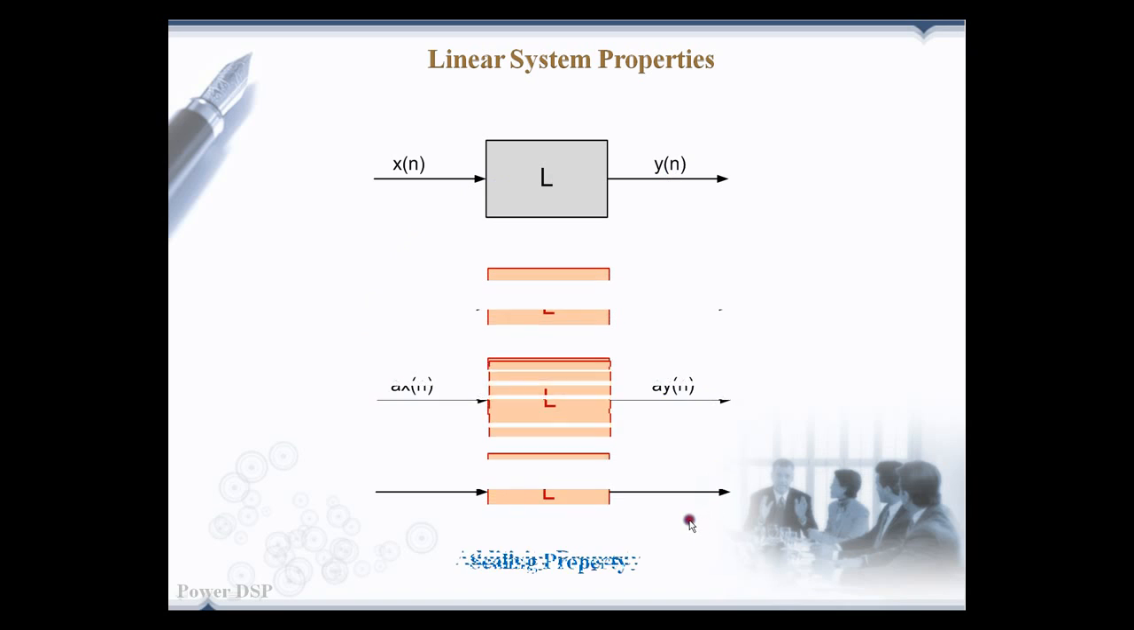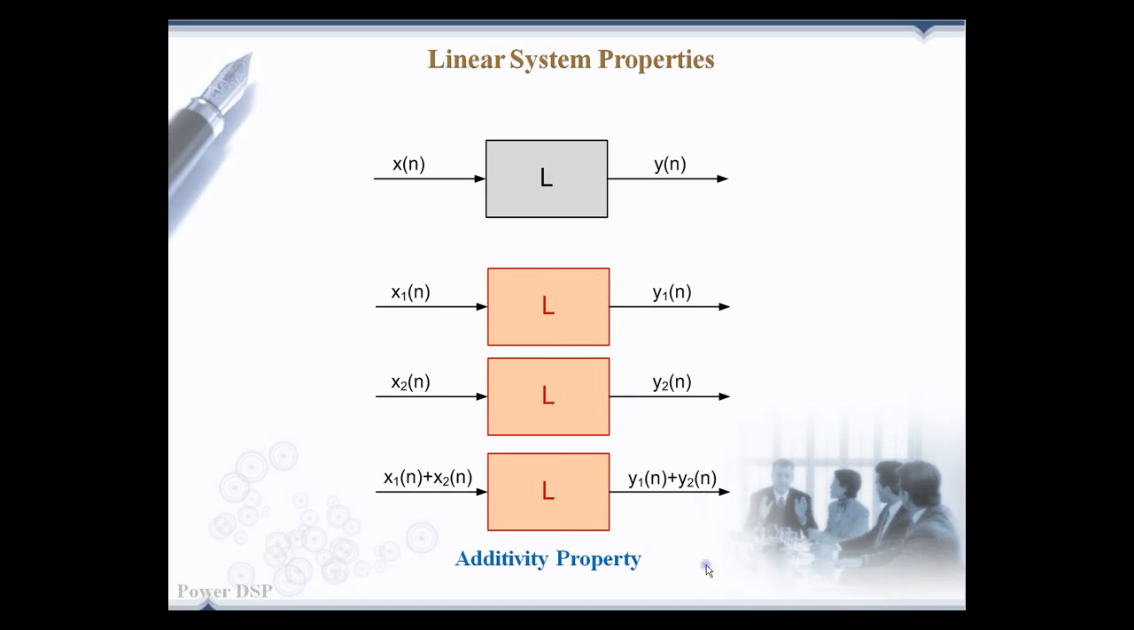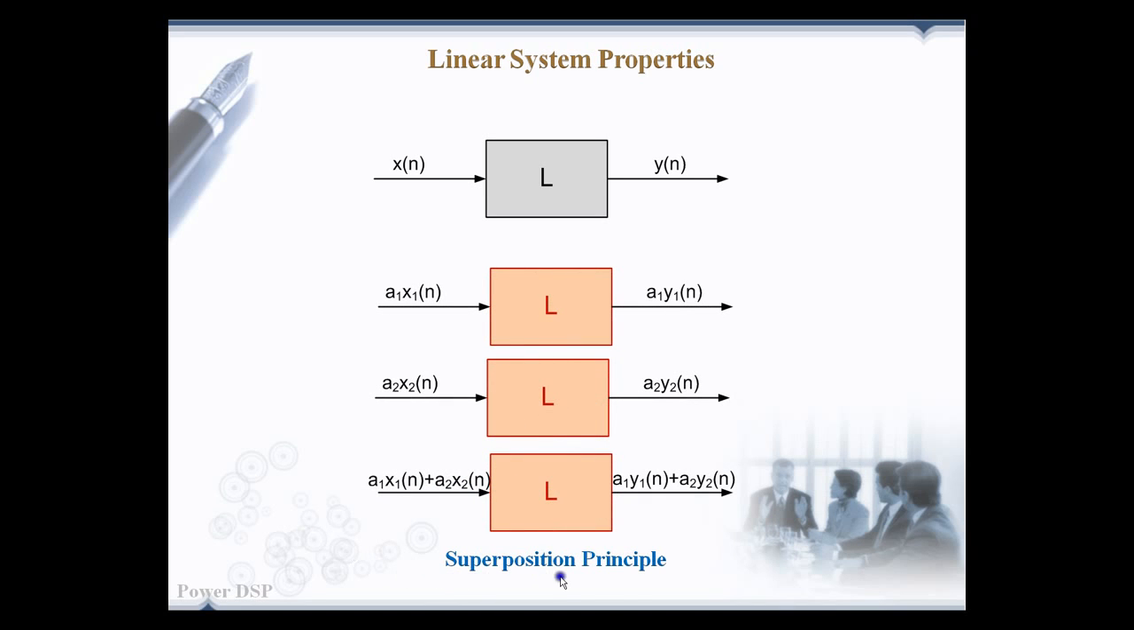The second property that needs to be satisfied by any linear system is the additivity property. If an input x1 of n produces the output y1 of n and a different input x2 of n produces a different output y2 of n, then the system must produce the output y1 of n plus y2 of n for the input x1 of n plus x2 of n. By combining the scaling and additivity properties, we can form the superposition principle, which is given here.